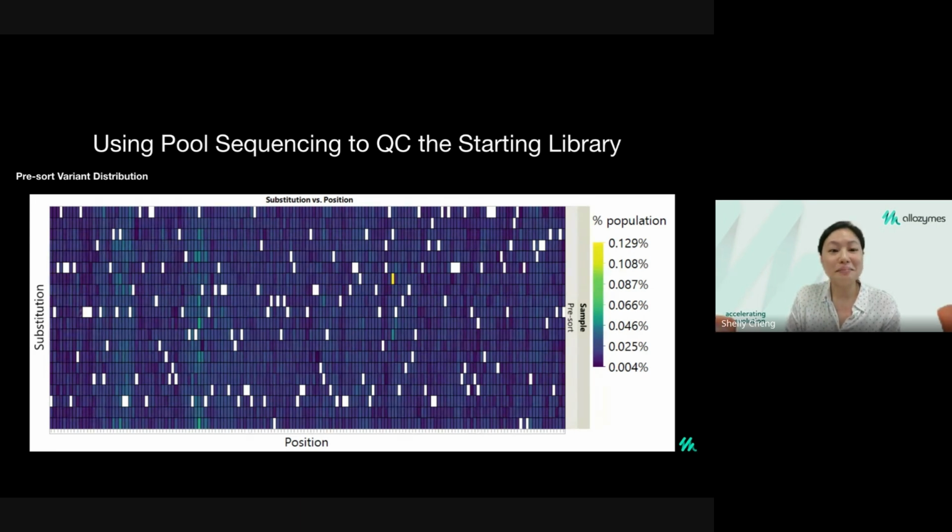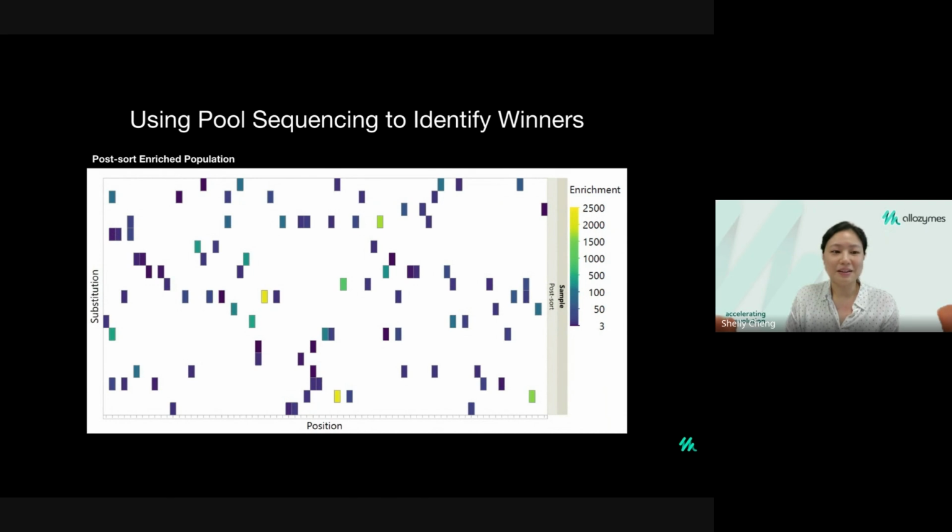But here is our input library. You can see it's pretty good quality. We cover the whole sequence space. After sorting, here's our result. You can see there are a lot fewer variants after sorting. That means we already weeded out all the non-functional or low-activity ones. What we're seeing is that after activity sorting, we're enriching the winners for the particular activity we're looking for. Again, the x-axis is different positions, the y-axis is different substitutions, and the highest population percentage or enrichment factor is calculated. In the end, we have winners.